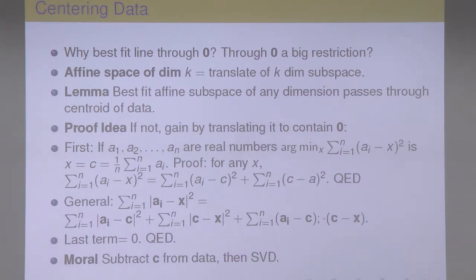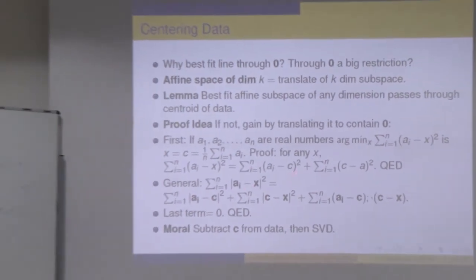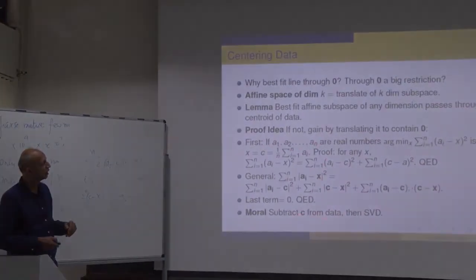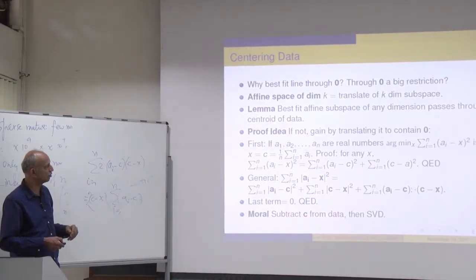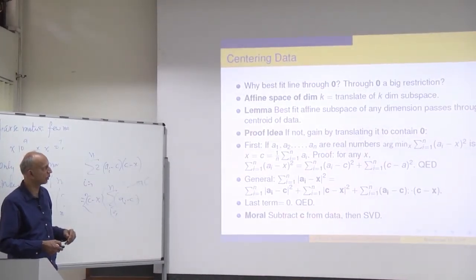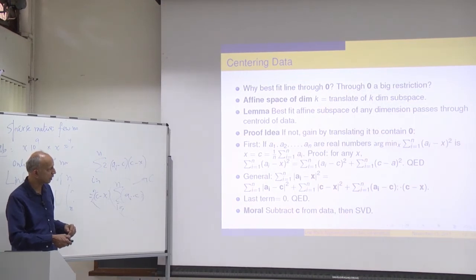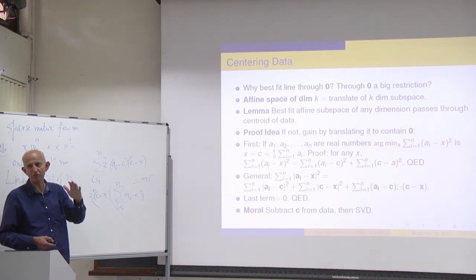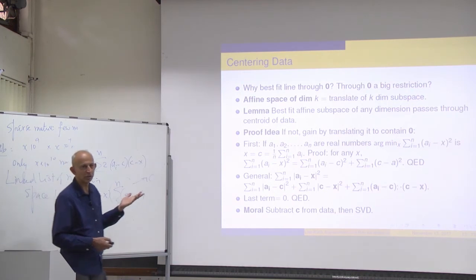So how is this used with SVD? If you want to find the best line that fits the data rather than the one going through the origin, you could just as well find the centroid. That's simple enough to do. Add all the data points and divide, take the average, and then subtract that from each data point. Subtract the centroid from each data point. Now the centroid becomes the origin, so there's no restriction in assuming that your subspace has to pass through the origin. So SVD will find the best affine space if you did this.